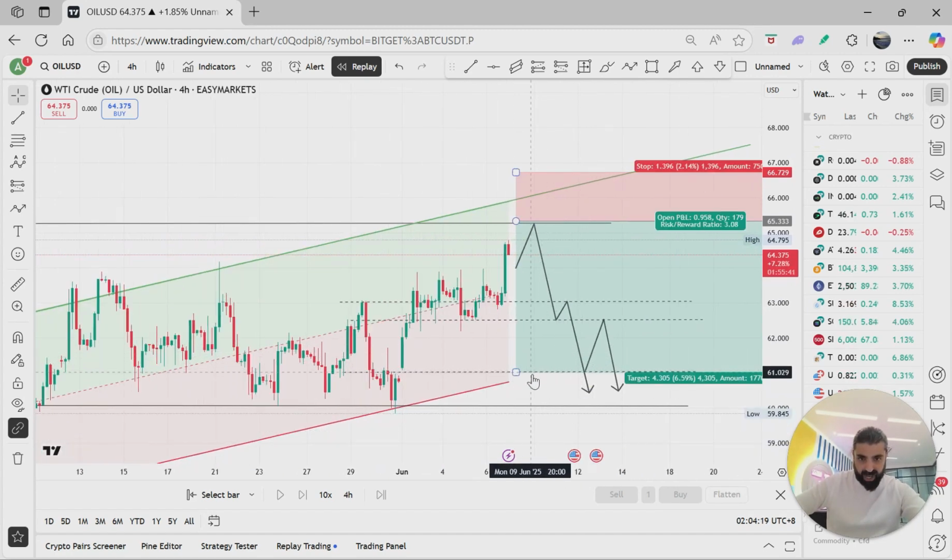So I would just be a bit cautious, right, and do risk mitigation, right? This is where I'm looking at closing, which gives you a risk to reward ratio of 3.08, which is quite good, right? So these are the three trades that we're going to give.